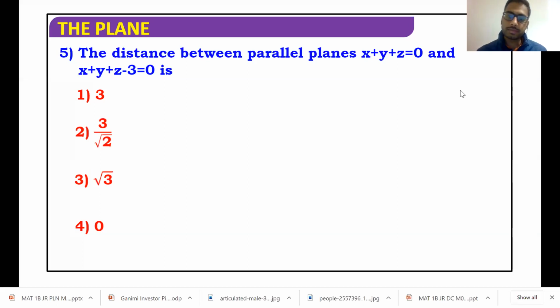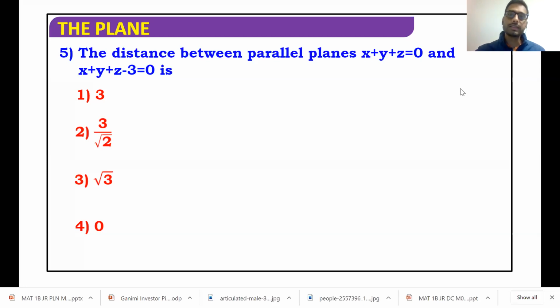Nia is saying option number 3. Omkar is also saying option number 3. Rutvik and Srushti are left. Perfect. So everyone has got the answer.